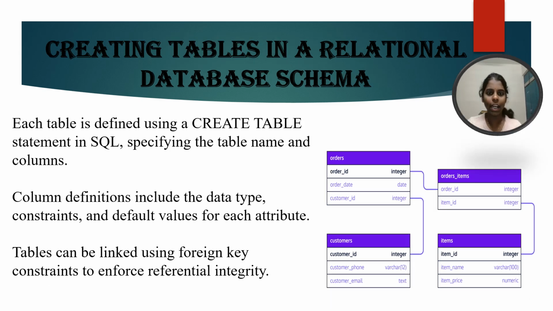Let us see how to create tables in a relational database schema. Each table is defined using a CREATE TABLE statement in SQL, specifying the table name and columns. Column definitions include the data type, constraints, and default values for each attribute. Tables can be linked using foreign key constraints to enforce referential integrity.